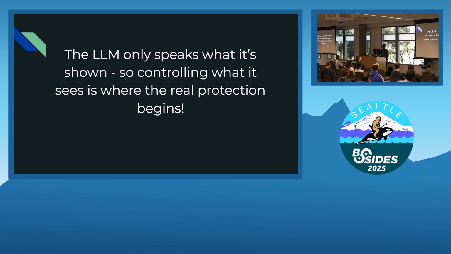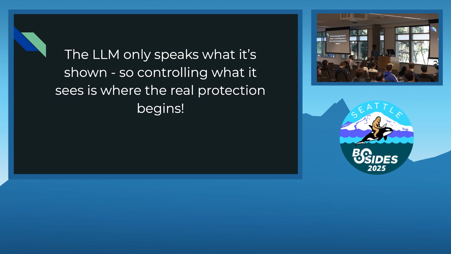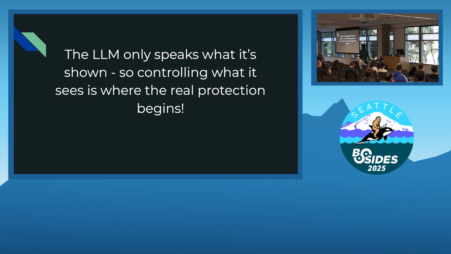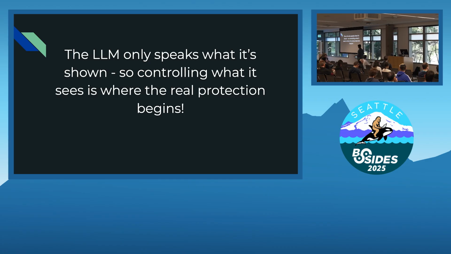So I have this one line. The LLM only speaks what is shown. So controlling what it sees is where the real protection begins. When a language model is trained, it's not trained on bad data. But whatever data goes in from outside, and is combined to give the real output to the end user, that is where we should try to control the vulnerabilities.